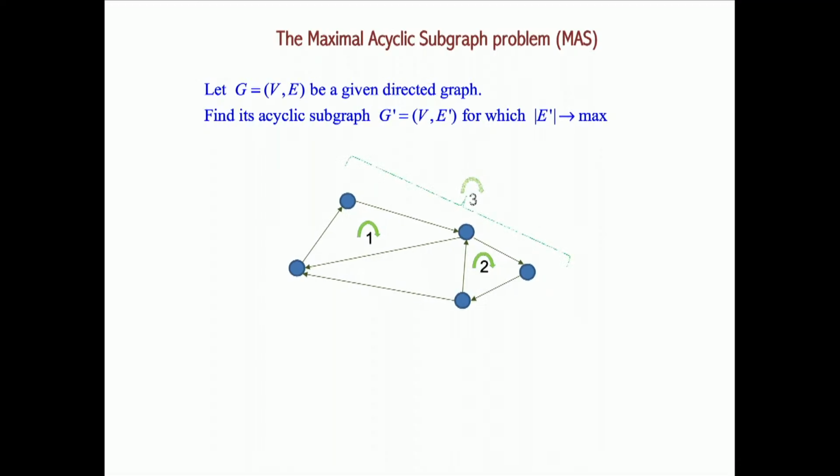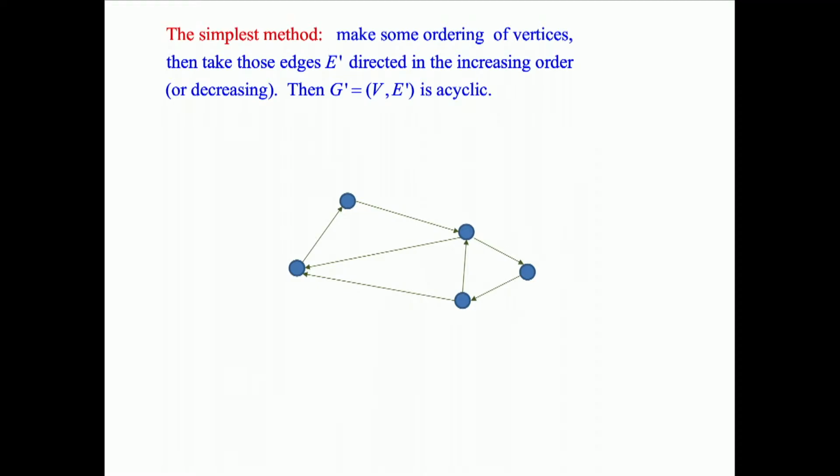So here we have 3 cycles. And to destroy them all, it suffices to remove 2 edges. The graph is directed, of course, this is the graph. So the number of the remaining edges is 5, and 5 in this case is the best number.